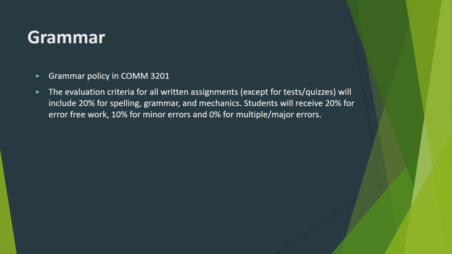Just a reminder that the grammar policy in Communications for IT is that the evaluation criteria for all written assignments will include 20% for spelling, grammar, and mechanics. If you have a perfect error-free report, you will receive 20%. A few minor errors will lead to 10% of that mark, and then 0% if they are multiple or major errors. In other words, if it's pretty obvious that there's no effort put into correcting the grammar, that's where the 0% will come into play.